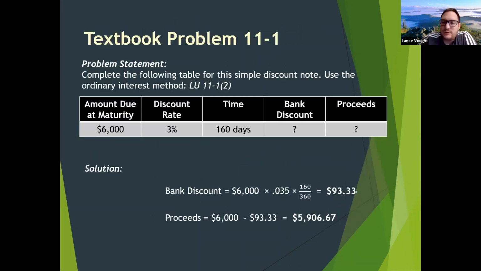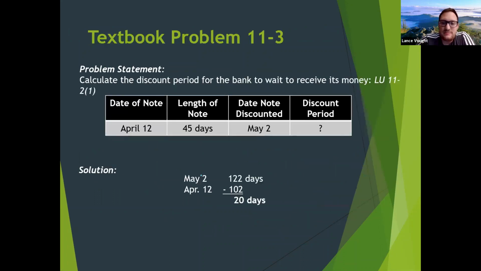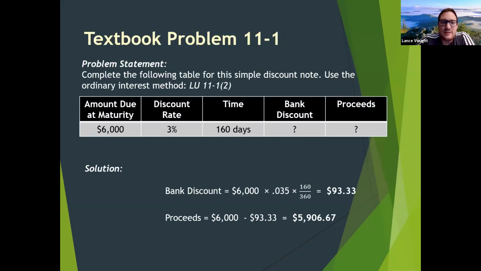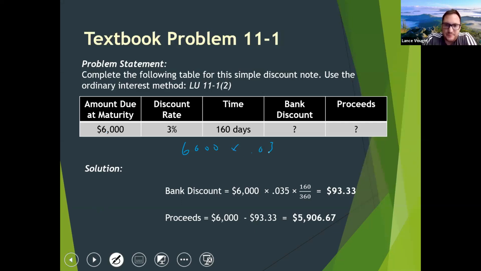So let's do another example. Unfortunately, I have all the answers already listed here, but if we wanted to calculate the bank discount for something that was $6,000, discount rate's 3%, and you're paying back 160. Let's say we're doing ordinary interest again. Technically, this is wrong because the interest rate is not 3.5%. So I guess I can't even rely on the darn problem.